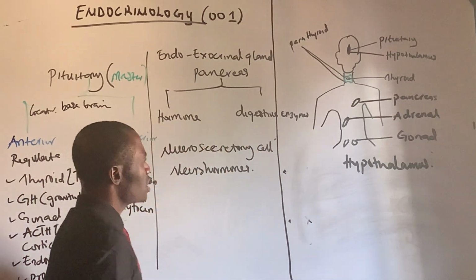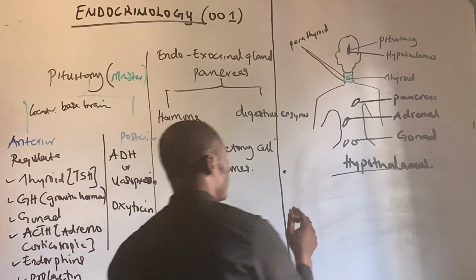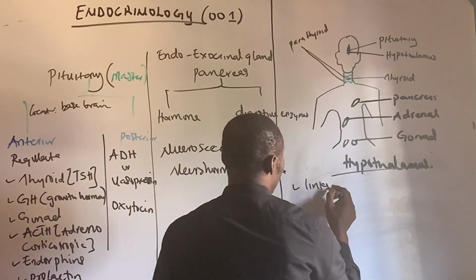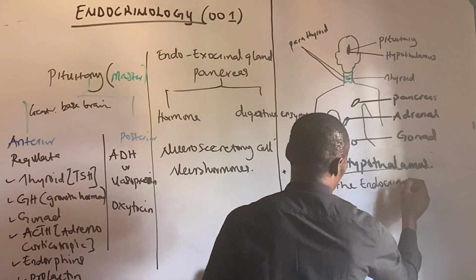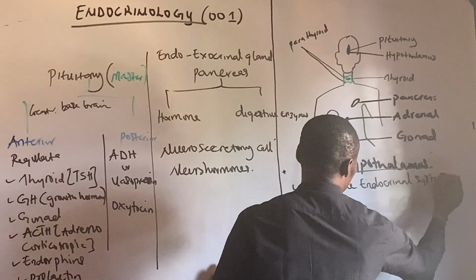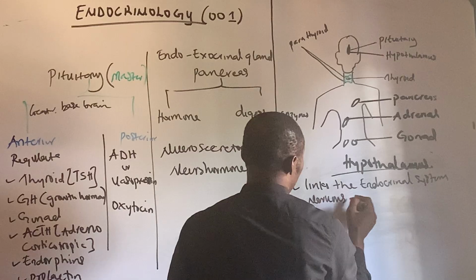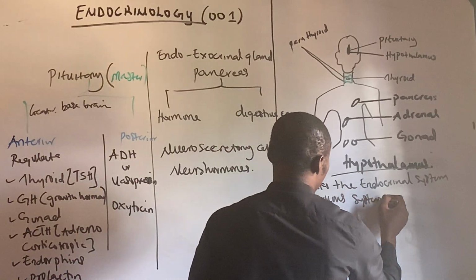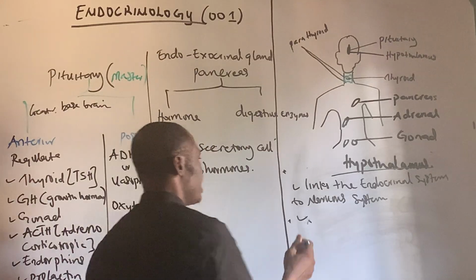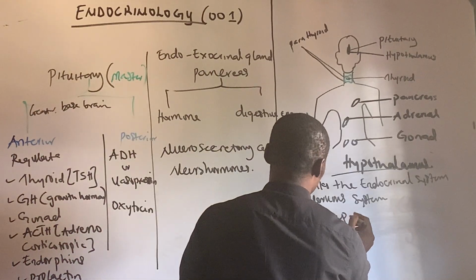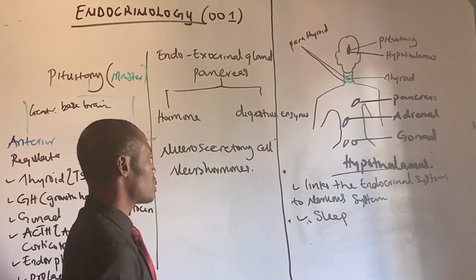All right. Now, what's the work of the hypothalamus? I told you it's going to link. The hypothalamus links the endocrine gland, or the endocrine system, to the nervous coordination or the nervous system. All right. Now, it also controls sleep and alertness. The hypothalamus controls sleep, and of course, to control sleep, it also controls being alert. It controls thirst.